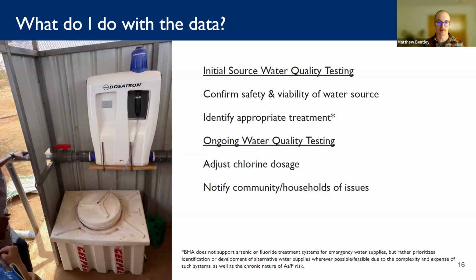The household level being perhaps most important. If the free residual chlorine has dropped there, then that's an indicator that we need to do some remedial actions to ensure that that water is safe for the population. We also use this data to notify the community and the household of issues. So whoever is receiving this water should be notified if there's an exceedance or one of these parameters that's not within the expected boundaries.